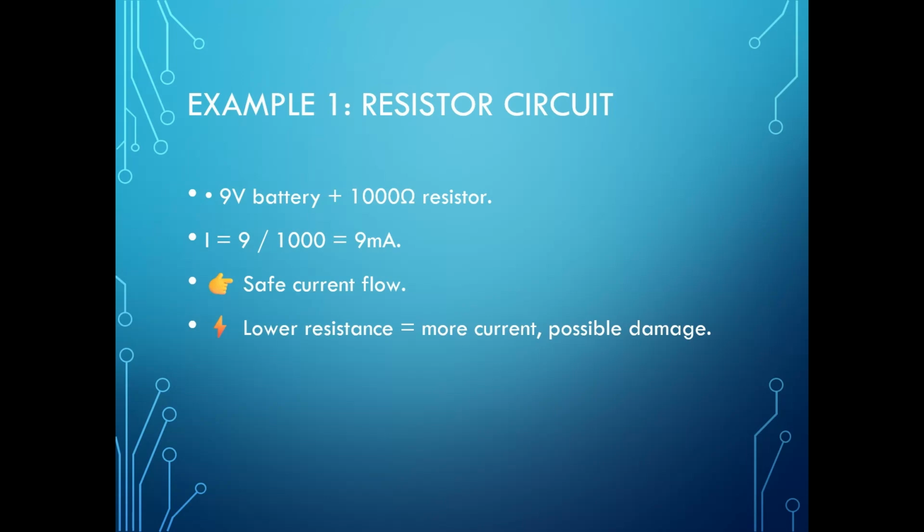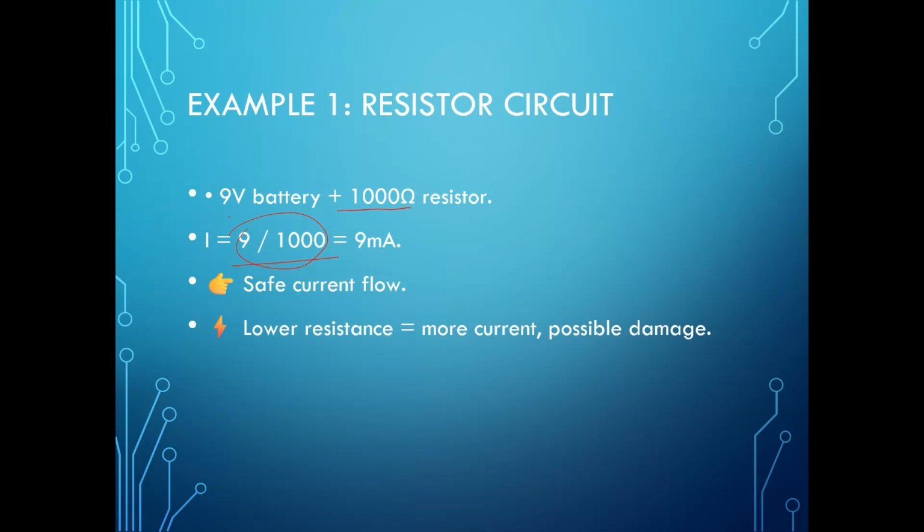So how do you get to know? I = V/R. You can see here this is V and this is R, so V/R gives 9 milliamperes of current. Very safe, so you are getting a small current.